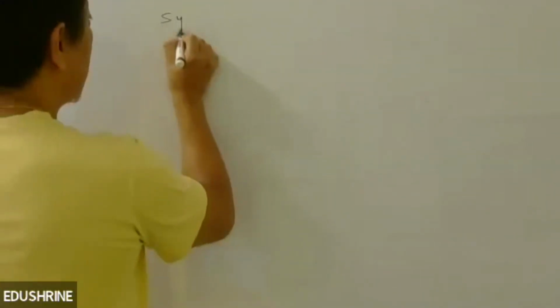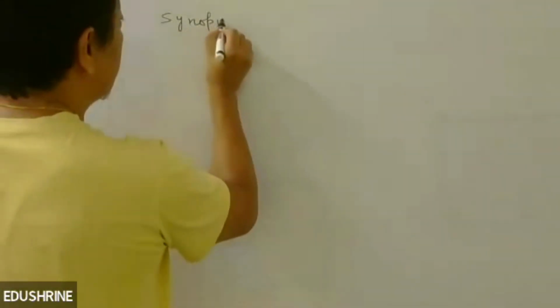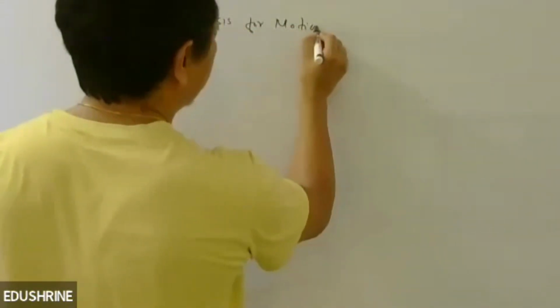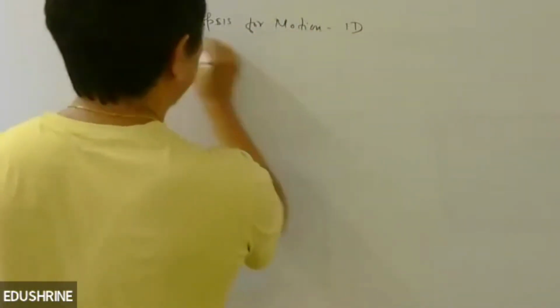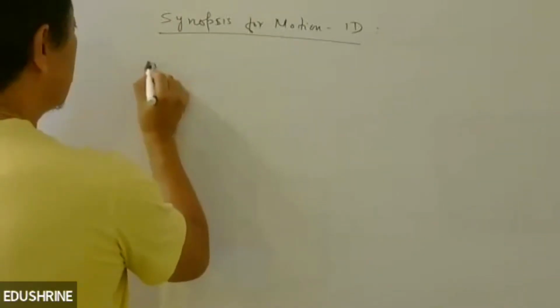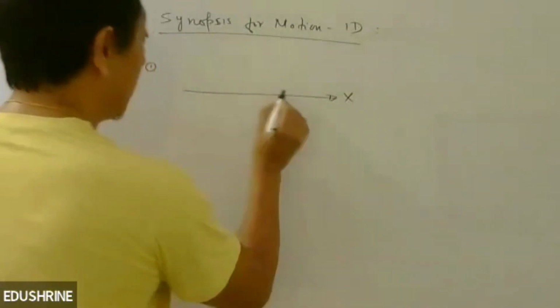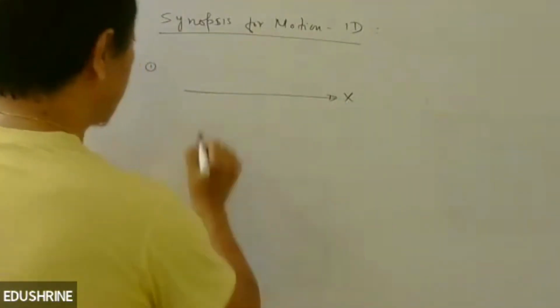So let me give you a brief synopsis for motion in a straight line. Matlab, 1D motion. So the first thing you should know is, since it is motion in 1D, we will talk about motion in a line. Let us call the line the x-axis.